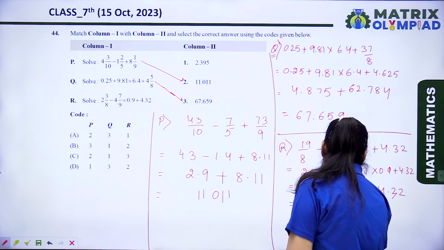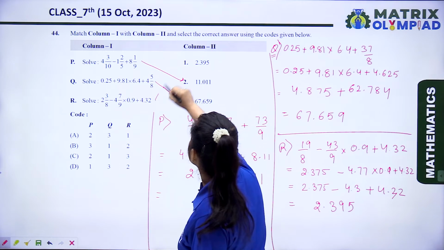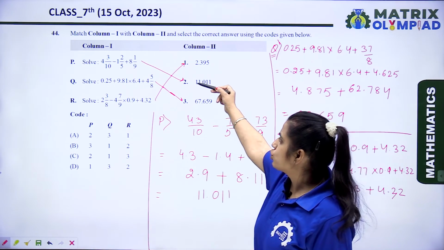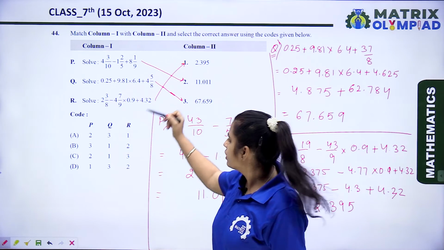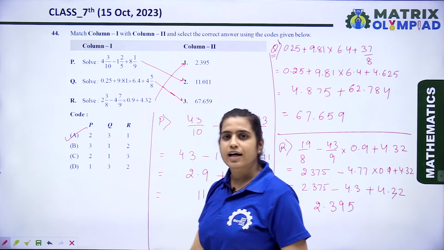Here we get 2.395. So the sequence is 2, 3, 1. Here 2, 3, 1 is the correct answer.